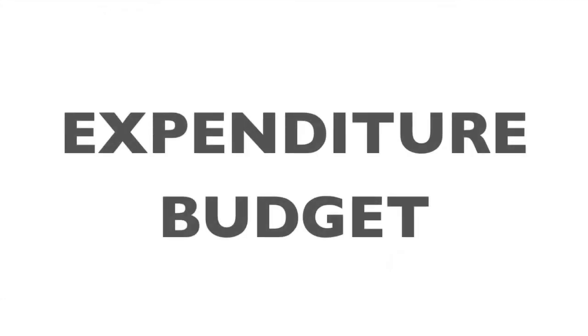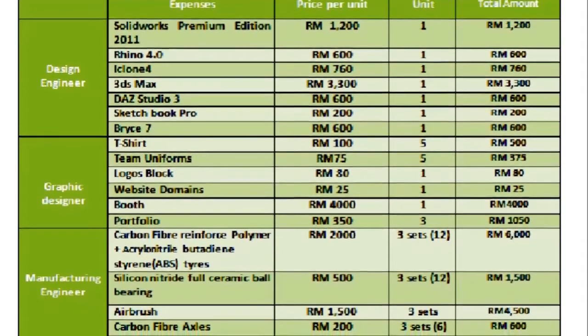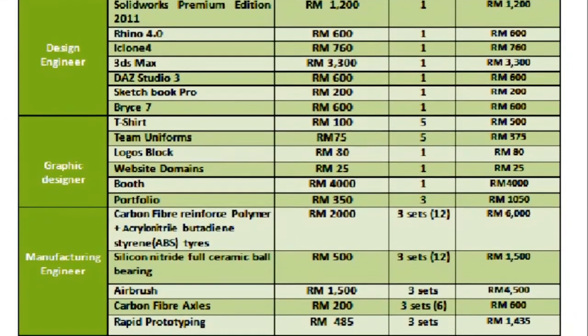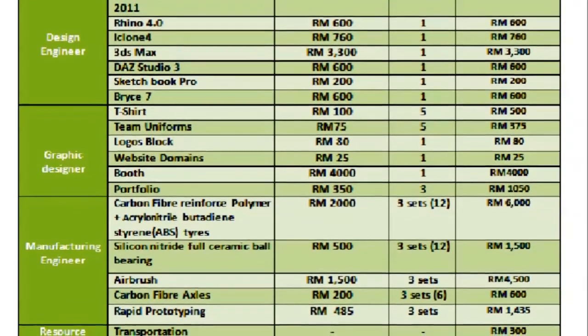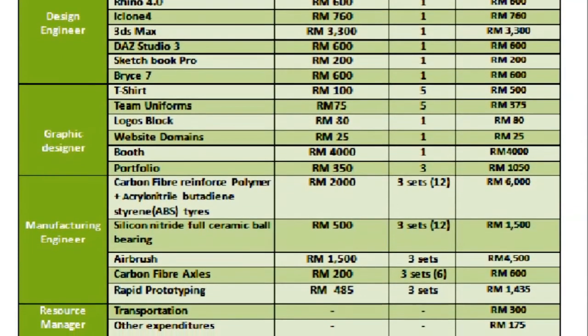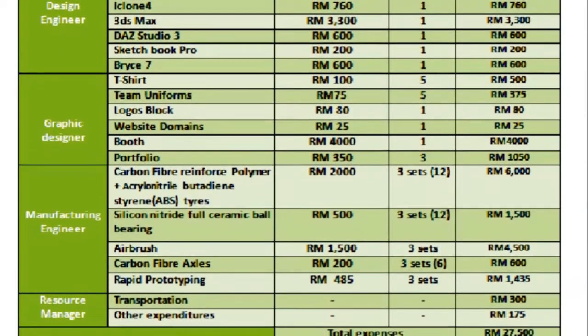Next is the expenditure budget. To ease up the work, I have divided my expenditure budget according to the team member. This will show in detail what the needs of each team member are. After the budget is completed, it will be much easier for me to determine the minimal budget needed. With that, our finances can be managed efficiently without any wastage.